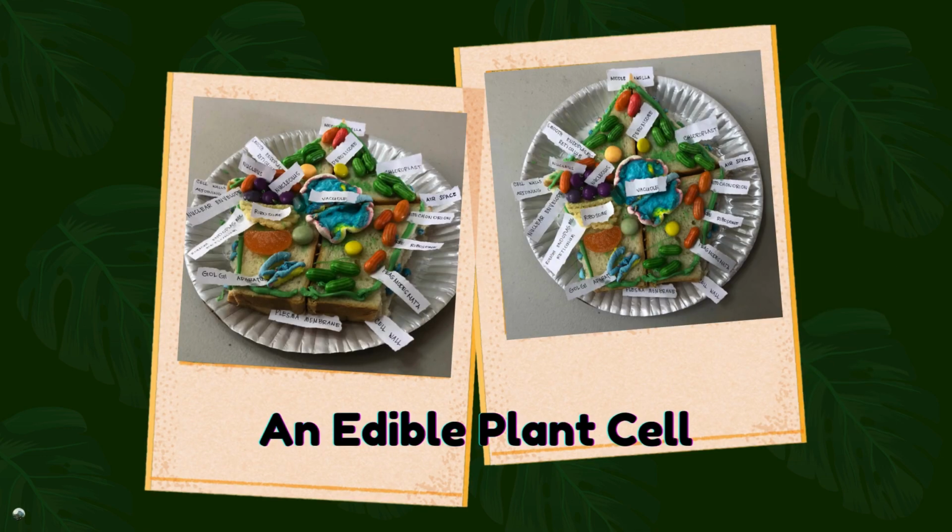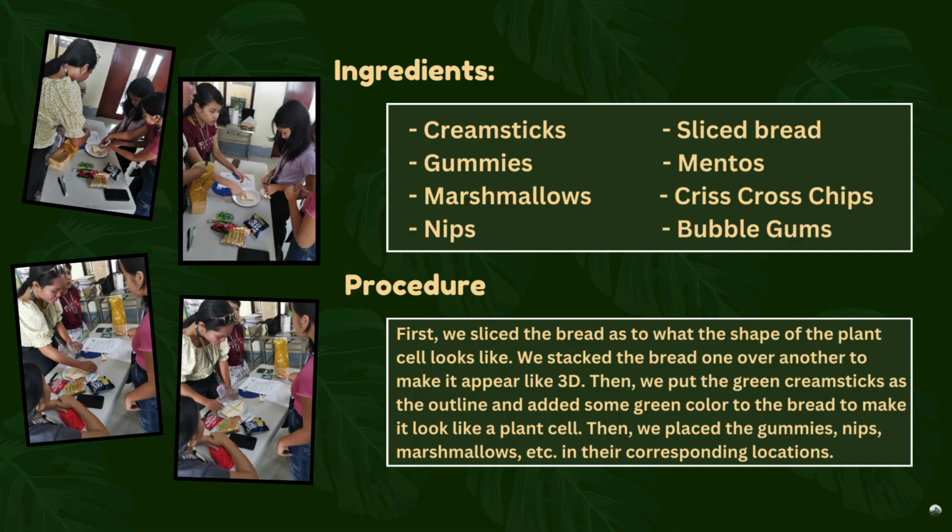And here's the edible plant cell that we made. The materials or ingredients that we used in making our plant cell are cream sticks, gummies, marshmallows, nips, sliced bread, Mentos, crisscross chips, and bubble gums.